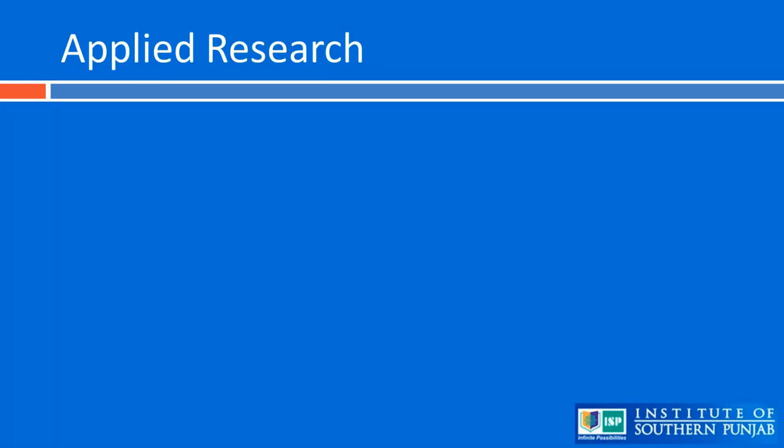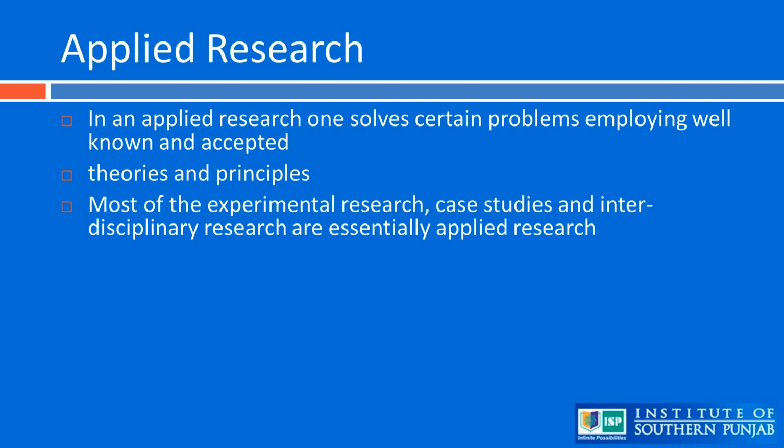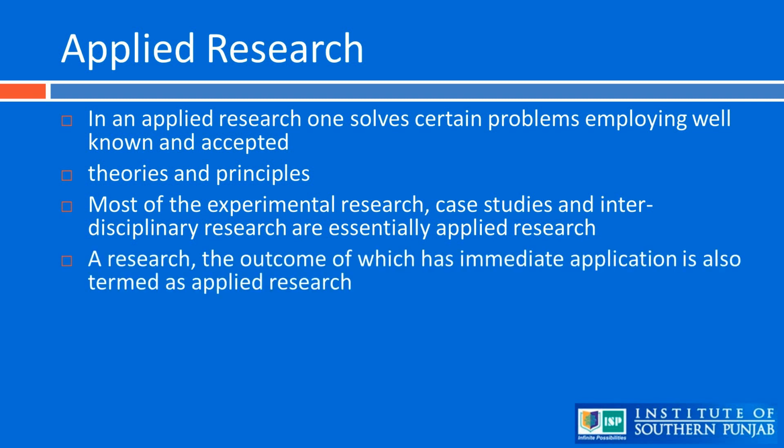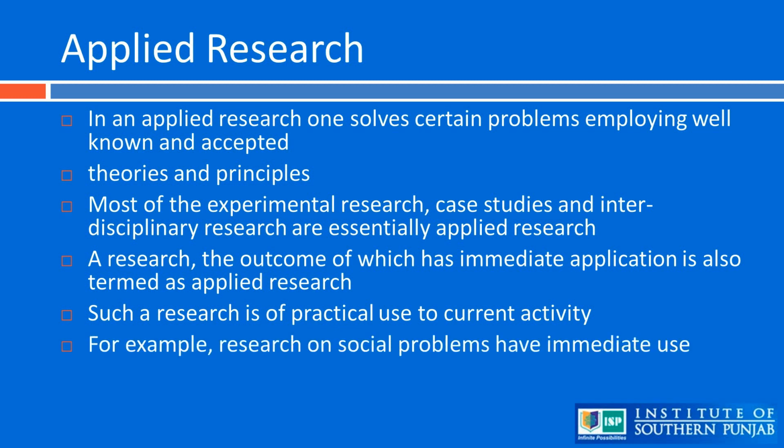Now, what is applied research? In applied research, one solves certain problems employing well-known and accepted theories and principles. Most of the experimental research, case studies, and interdisciplinary research are essentially applied research. A research the outcome of which has immediate application is also termed as applied research. Such a research is of particular use of current activity. For example, research on social problems have immediate use, so it is applied research.